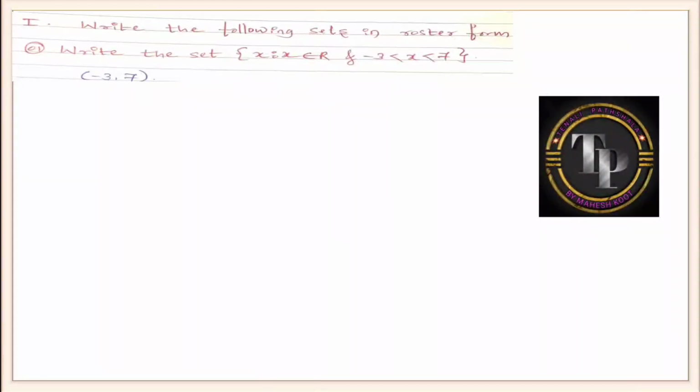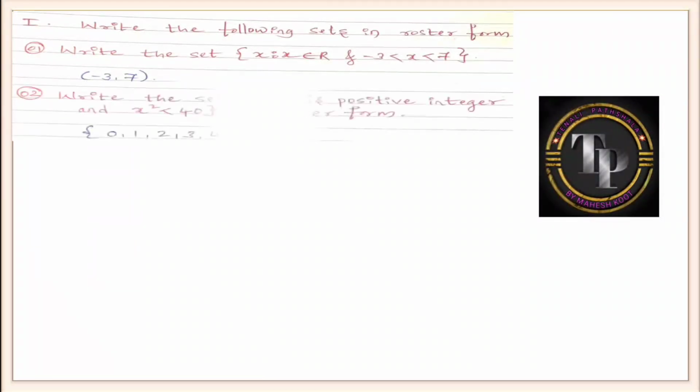Write the following sets in roster form. They are asking, you are given one set and you have to write it in roster form. Number 1, write this set: x such that x belongs to R and x is between -3 and 7. x belongs to R means, you know already, R is the real number set. In the real number set you will get fractions also, and they have told that x is greater than -3 and less than 7, meaning you may get point fraction numbers also. Therefore I have written the open interval -3 to 7. Open interval indicates -3 and 7 are not included, and it indicates everything in between -3 and 7. All fractions, integers, everything comes under that. That is the meaning. I hope you followed, guys.